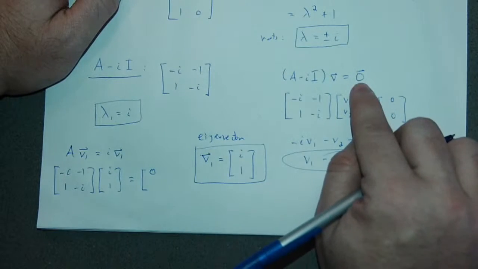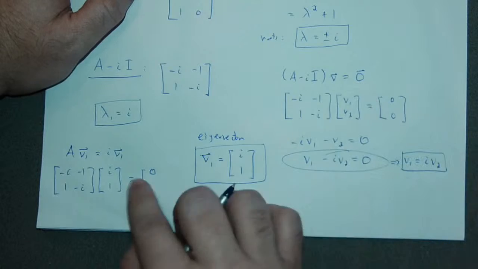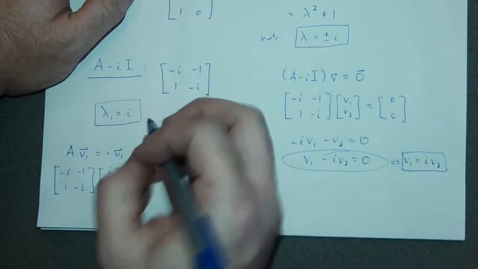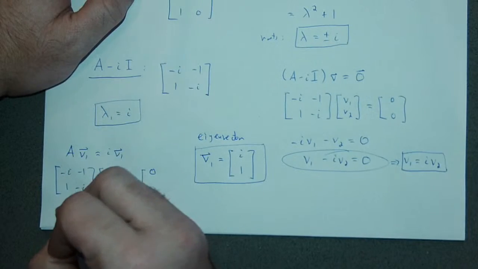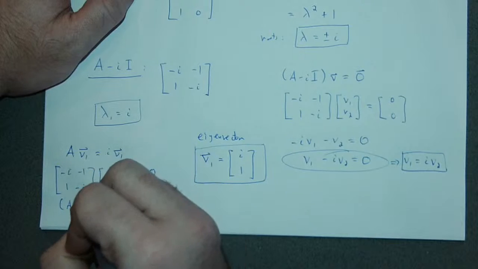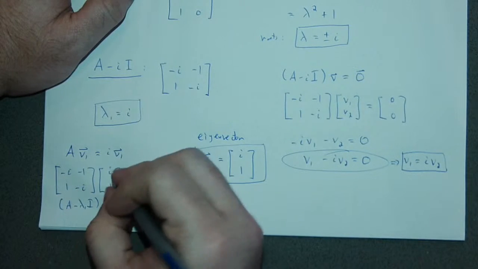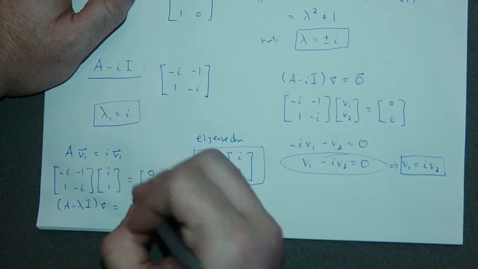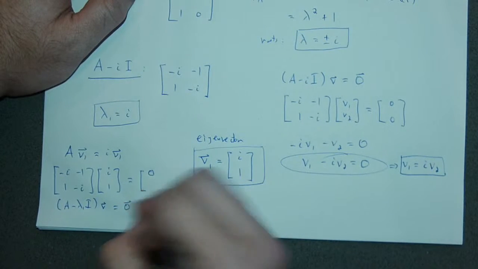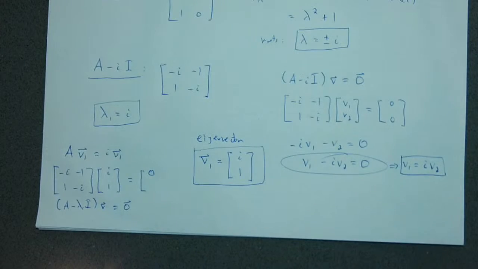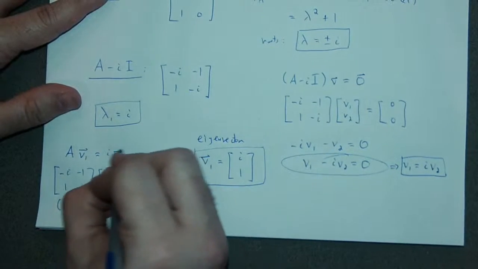So what I would be checking is that this thing is equal to 0, which is another way of checking it. So what I have written here is A minus lambda 1 I times V, which should be 0. That's another way of checking it. Sure, we'll go ahead and do it this way. This is not what I wrote here.